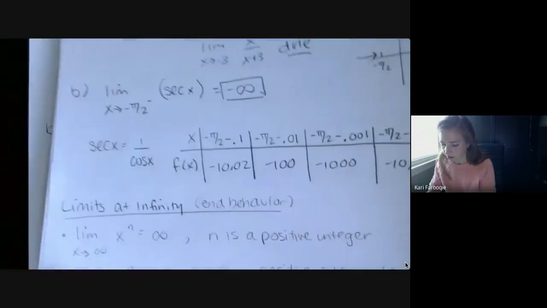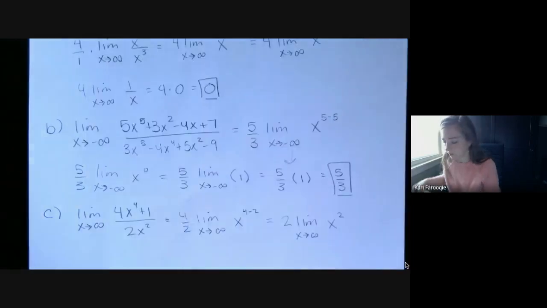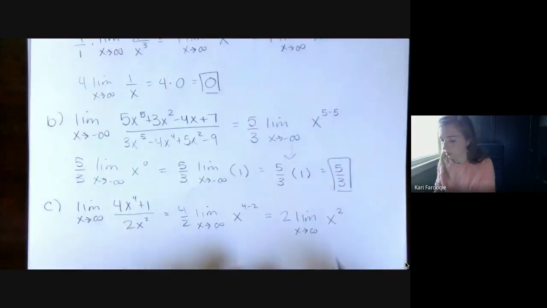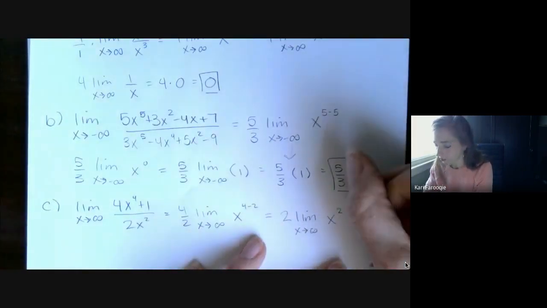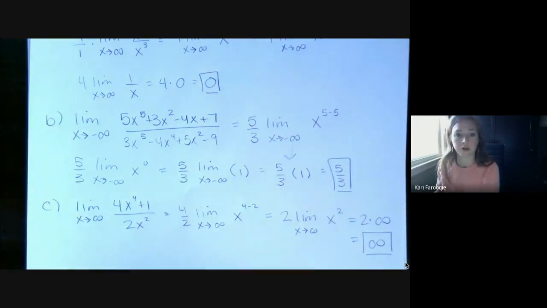You are looking at this situation. We're approaching infinity of x to the nth power, where n's a positive integer. Your limit is going to be infinity. Also, if you feel comfortable just saying, well, infinity squared is infinity, that's fine. 2 times infinity is still infinity.